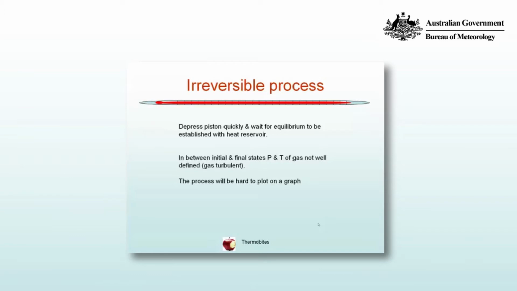If we depress the piston quickly and wait for equilibrium to be established with the heat reservoir, what we'll find is that you'll have an initial P and T, a pressure and temperature for the gas in the piston, and you'll have a final pressure and temperature, but the pathway between those two states is not well defined. In other words, the gas will move through a turbulent state each time, and the process will be difficult to plot, if not impossible to plot on a graph. We define that as an irreversible process.